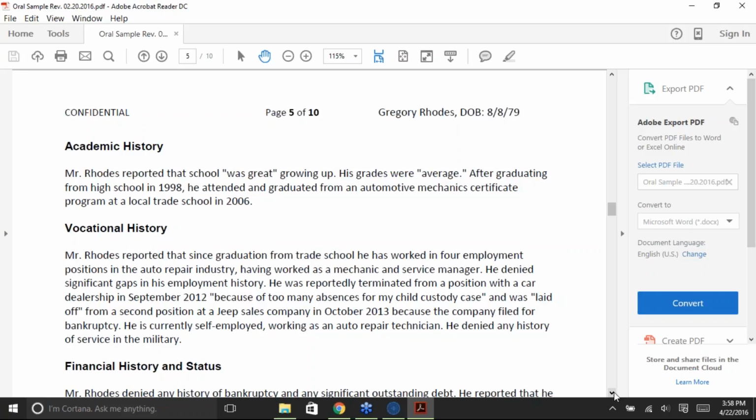This is interesting. He was terminated from a position with a car dealership in September 2012 because of too many absences from my child custody case, and was laid off from a second position in a Jeep sales company in October 2013 because the company filed for bankruptcy. Currently self-employed, working as an auto repair tech, denied any history of service in the military.